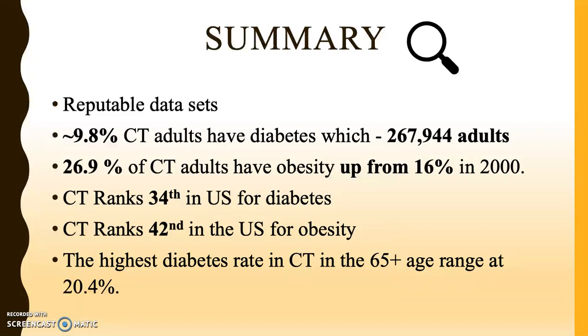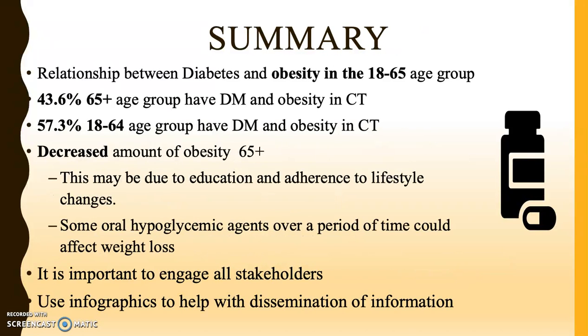The highest diabetes rate in Connecticut is in the 65 age range at 20.4%. 43.6% of people 65 plus have diabetes and obesity in Connecticut. And yet 57.3%, which is much higher, in the 18 to 64 age group have diabetes and obesity in Connecticut. Why is there this decreased amount of obesity in the 65 plus population?